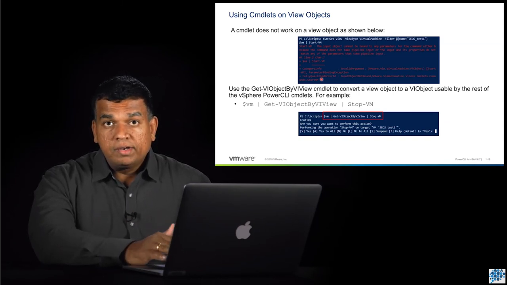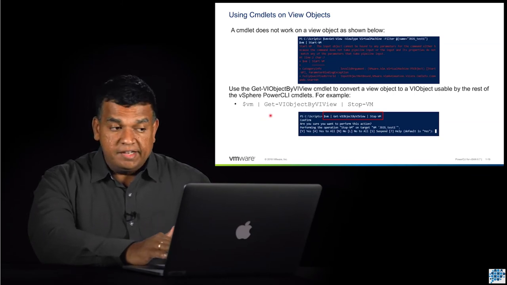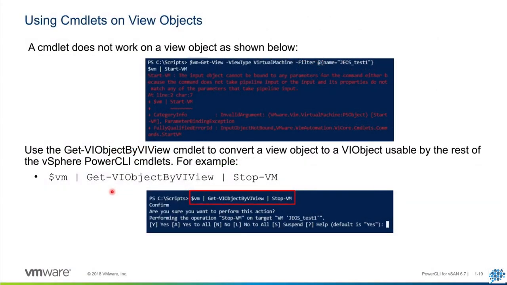So what do we need to do here? There is a solution to this. We use a conversion technique which is given by this commandlet called Get-VIObjectByVIView. I know it's a mouthful. So it's Get-VIObjectByVIView. If you use this commandlet, it is going to, in a way, convert this view object into a normal VI object, and then you will be able to run the regular commandlets like Start-VM or Stop-VM. So let's take a look at this example.